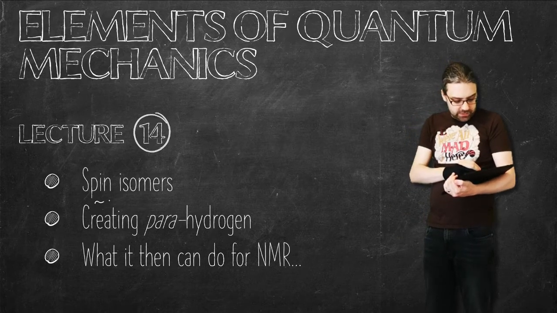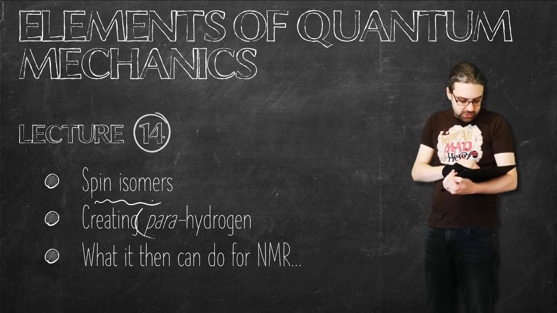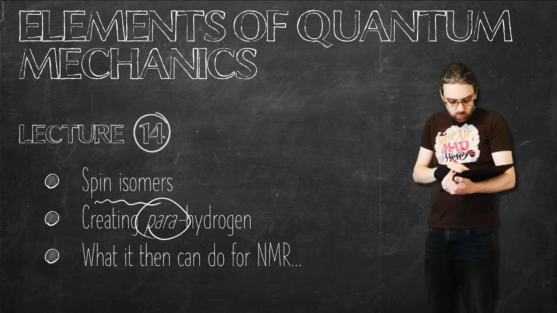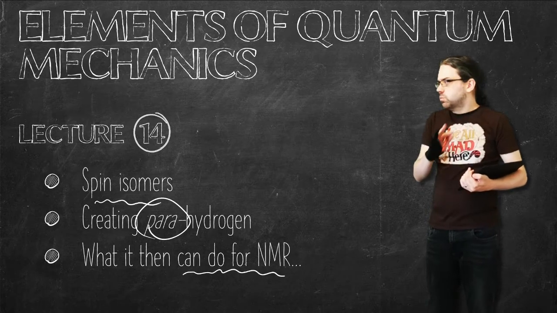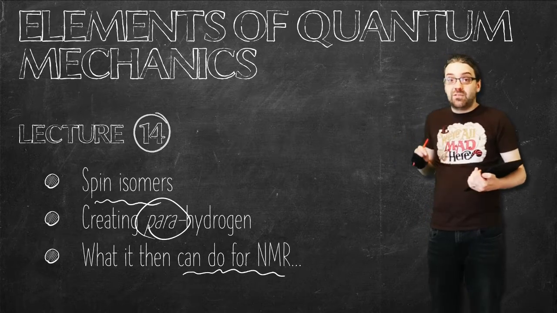So we need to talk about the spin isomers of hydrogen, and then how to create something called parahydrogen. And then once we can make that, what can it do for NMR? What can it improve? What problems does NMR have, and how do we fix it?